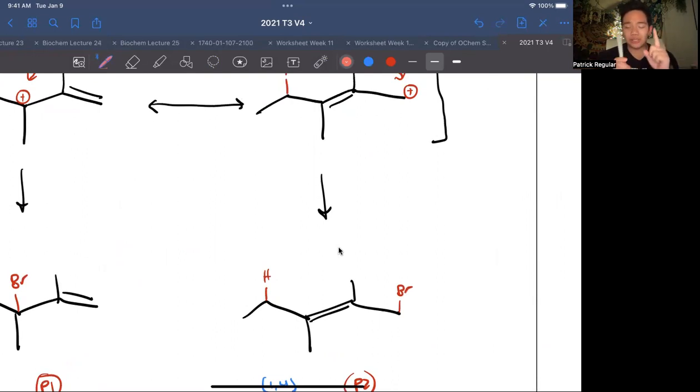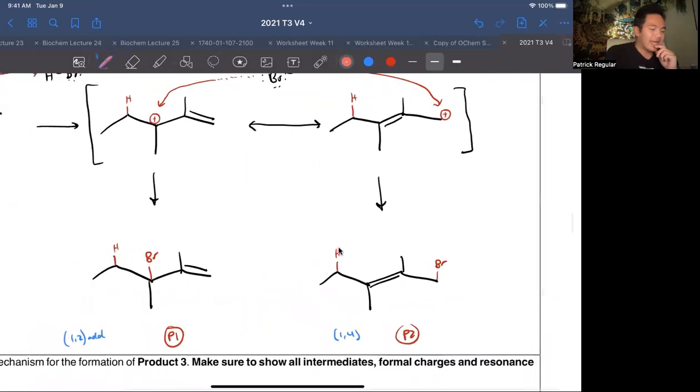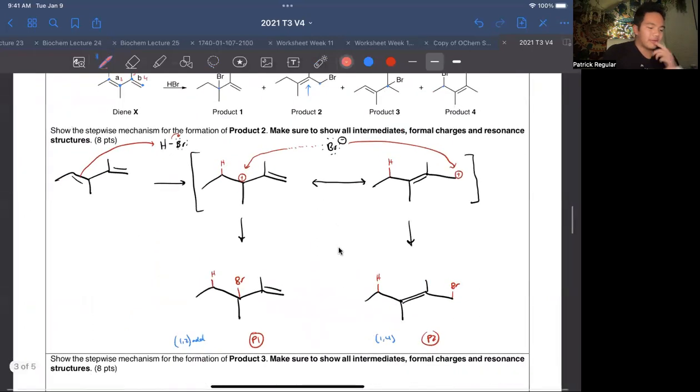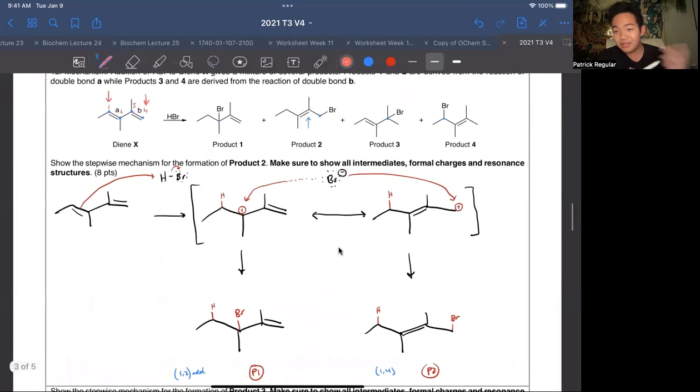If the 1,2 addition is really close, there's no resonance. If you're delocalizing that charge, 1,4 addition, you're adding them farther apart. I'll show you another example later on down here, but we already have product one and product two. Well, how do we get product three and product four? I'm about to show you, but let's react it with alkene B.